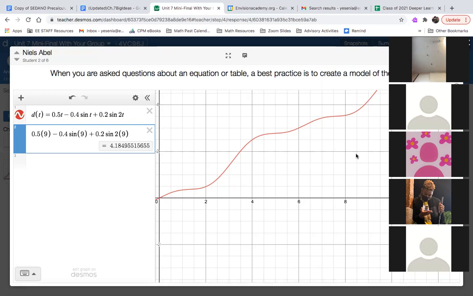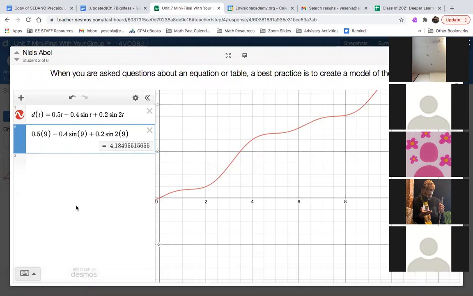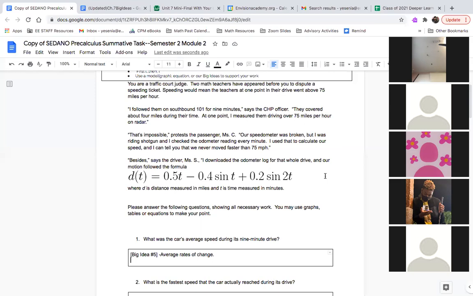Okay, so it was the distance. But then another person said 9 is a time, right? Let's go back to the description and see. Distance or time? Where do we see 9? 9 is the amount of minutes they were driving for. Okay, there we go, I see it here: they were driving for about 9 minutes. So 9 is the time. And it makes sense to plug in 9 for T, because down here it says T is time in minutes.